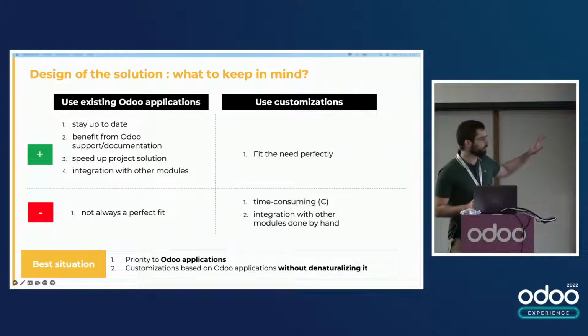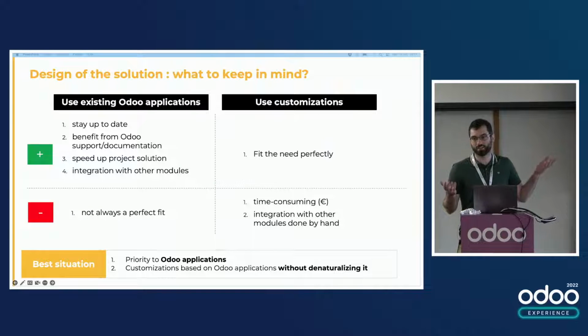First of all, by using only base Odoo applications, you will obviously stay up to date with Odoo-based applications. You will benefit from the support and documentation from Odoo. It will also speed up your project's solution because every application has already been developed, so you only need to install and configure them, which is easier and faster than configuring something from scratch. And then you have the integration between each module existing in the Odoo database that has already been done by Odoo previously.